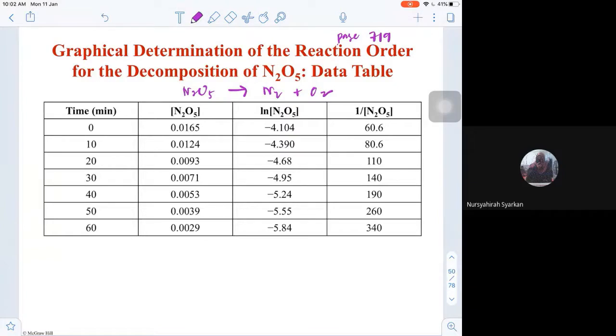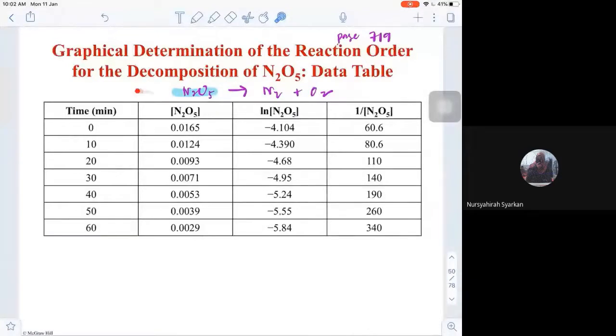The only reactant that we have is the nitrogen pentoxide. Look at the concentration of the nitrogen pentoxide. Initially, at 0 minute, 0.0165 molar was introduced. After 10 minutes, it is reduced to 0.124. After 20 minutes, it is reduced to 0.093. Until 60 minutes, only 0.029 molar is left.